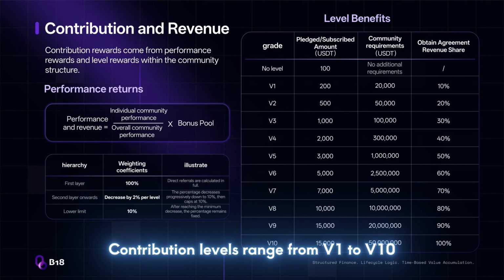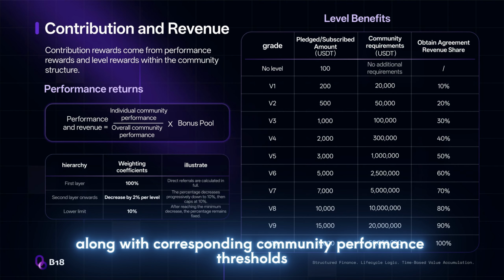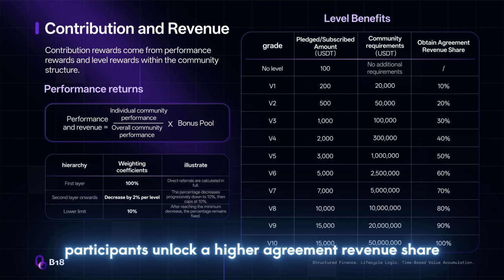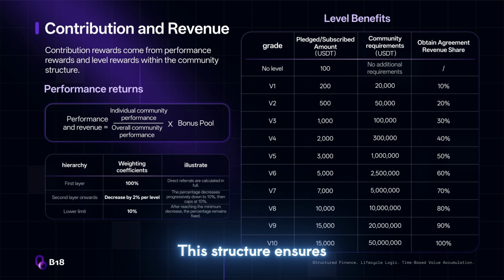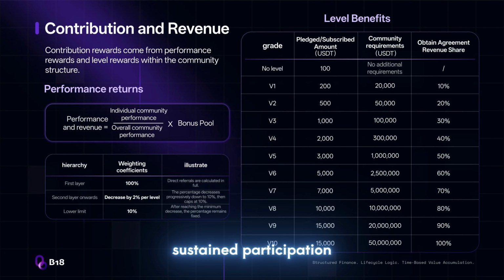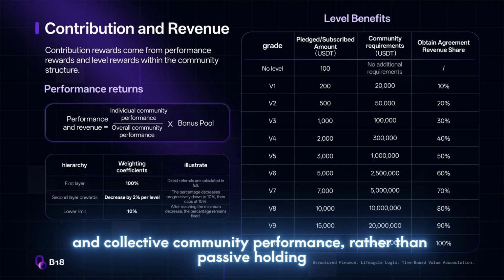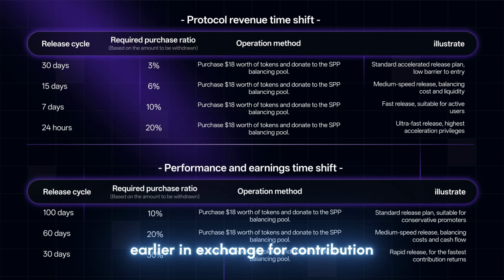Contribution levels range from V1 to V10, each requiring a defined pledged or subscribed amount, along with corresponding community performance thresholds. As levels increase, participants unlock a higher agreement revenue share, ranging from 10% at V1 up to 100% at V10. This structure ensures that rewards are tied to measurable contribution, sustained participation, and collective community performance, rather than passive holding.